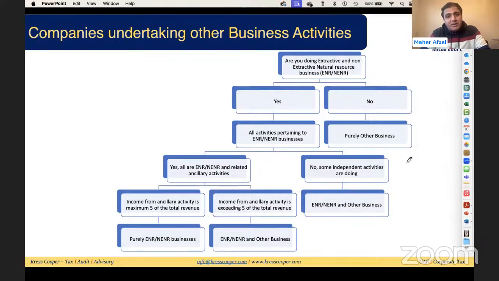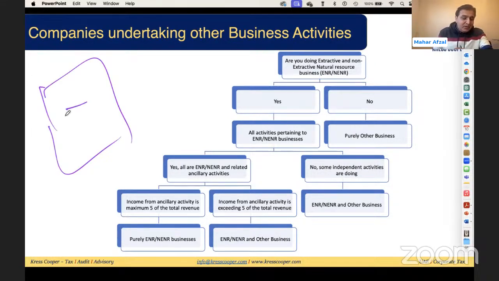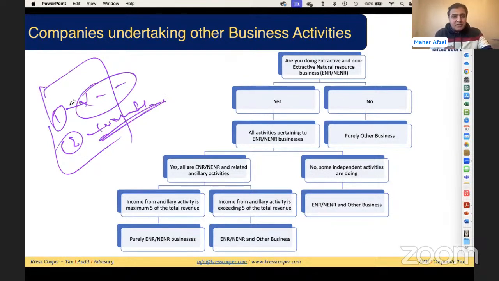Assuming the trade license of the company lists multiple activities: one activity is extractive and non-extractive natural resource business. The second activity is consulting related to drilling or minerals. So the first activity is extractive and non-extractive natural resource business, while this other activity is not related to it. So you are doing another independent activity like this.